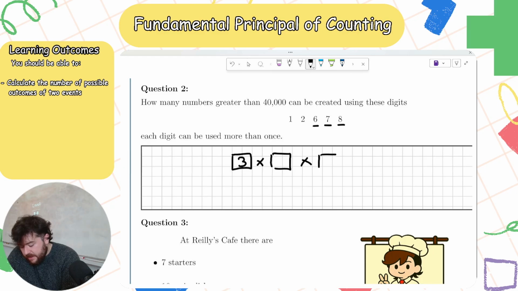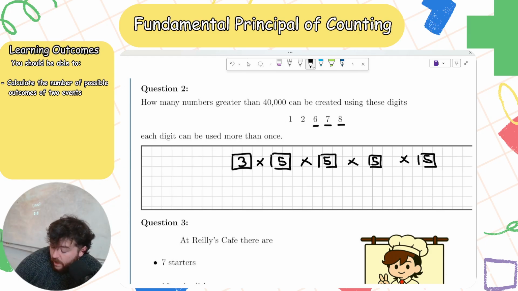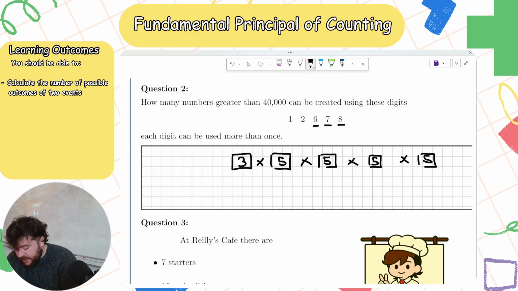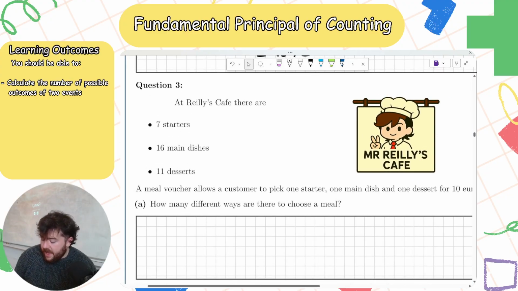Now I need to figure out what my next one is. So 40,000 is 5 digits. So I now have 5 options for the next digit, 5 options for the next, 5, and 5, because it said I can use them all more than once. So the first one just has to be 6, 7, or 8, and then the rest of them can be any of the 5. So that will be 3 times 5 times 5 times 5 times 5, which is 1875.